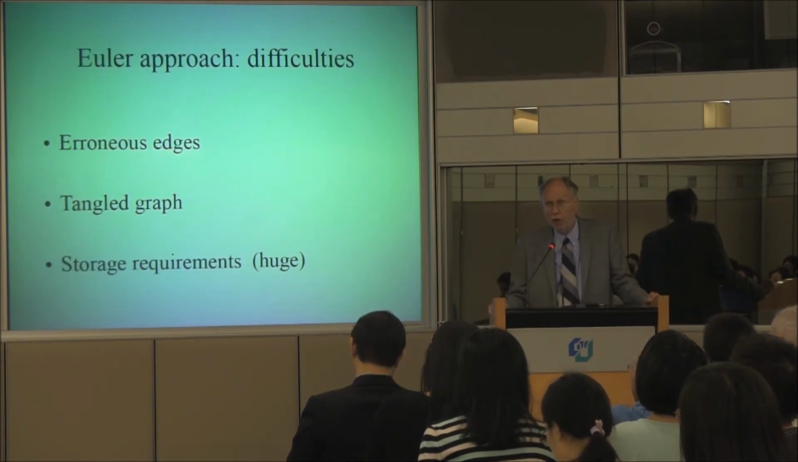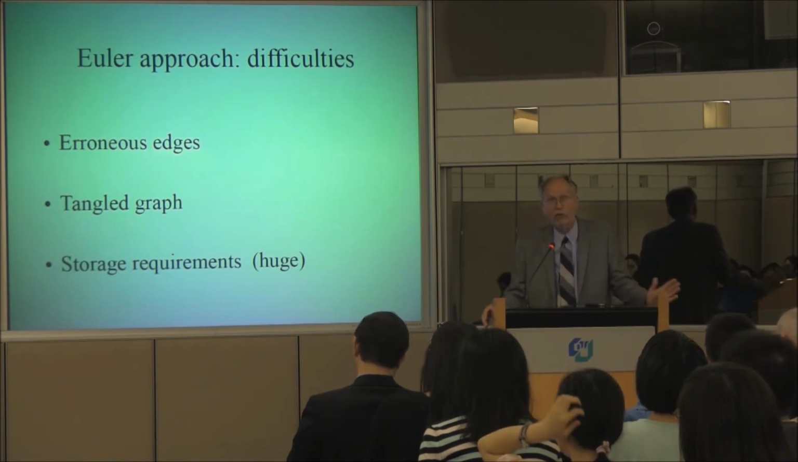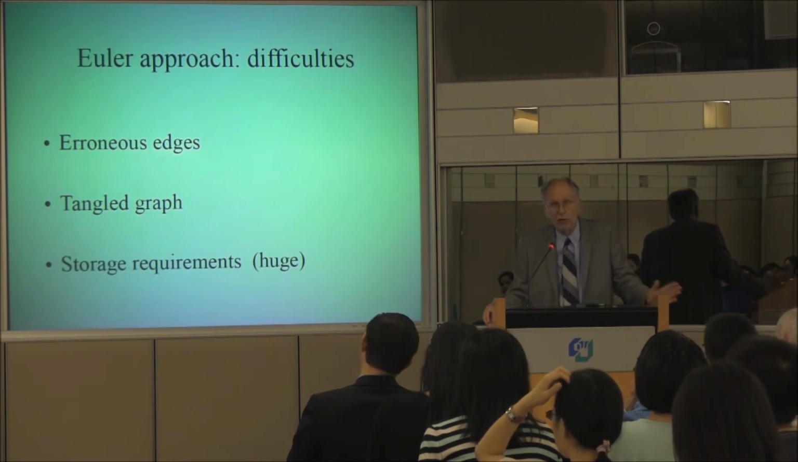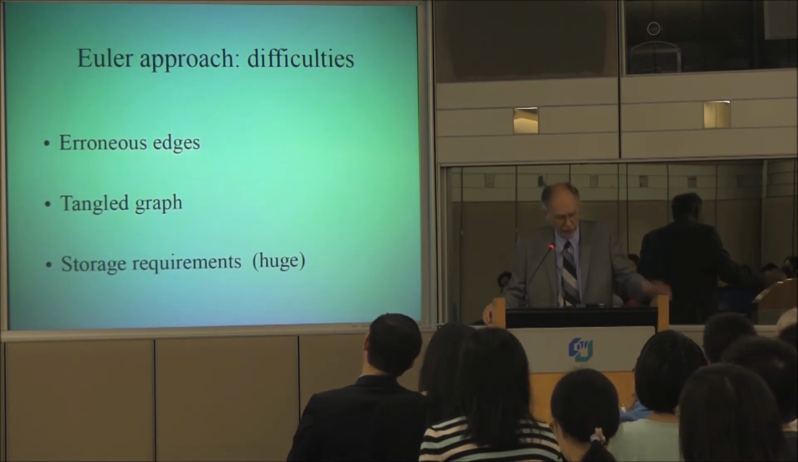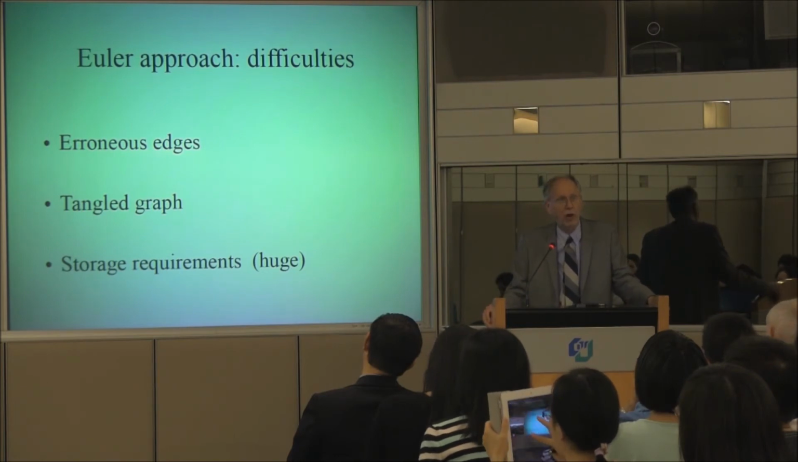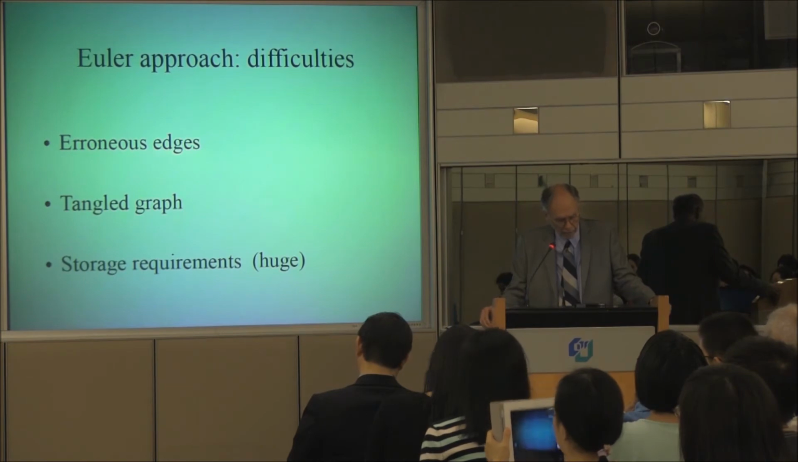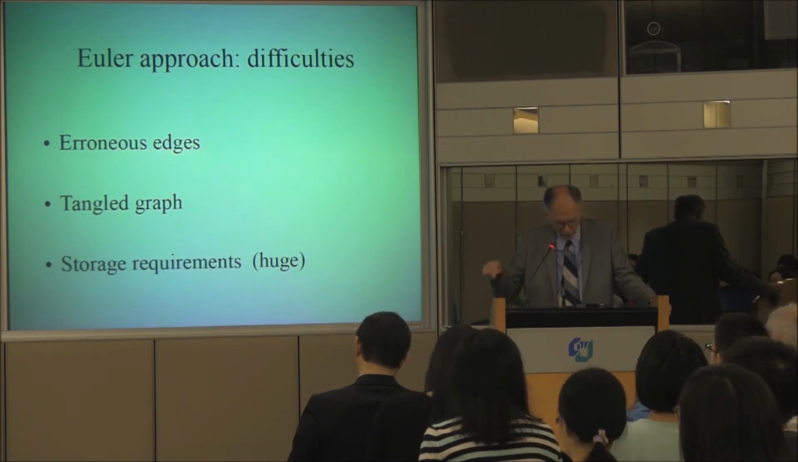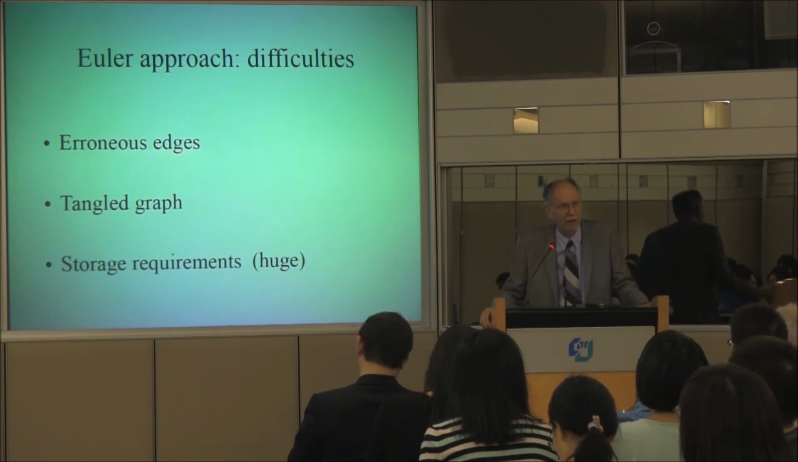So the problem, and of course, every new method has all kinds of problems. The problems here, of course, are that there are edges that are wrong. The graph is tangled. Remember all those ALU repeats that are filling up our genome. And the storage requirements are amazing. Ewan Birney at the European Bioinformatics Institute, I think his grants were mostly for more and more storage as he was pursuing this.